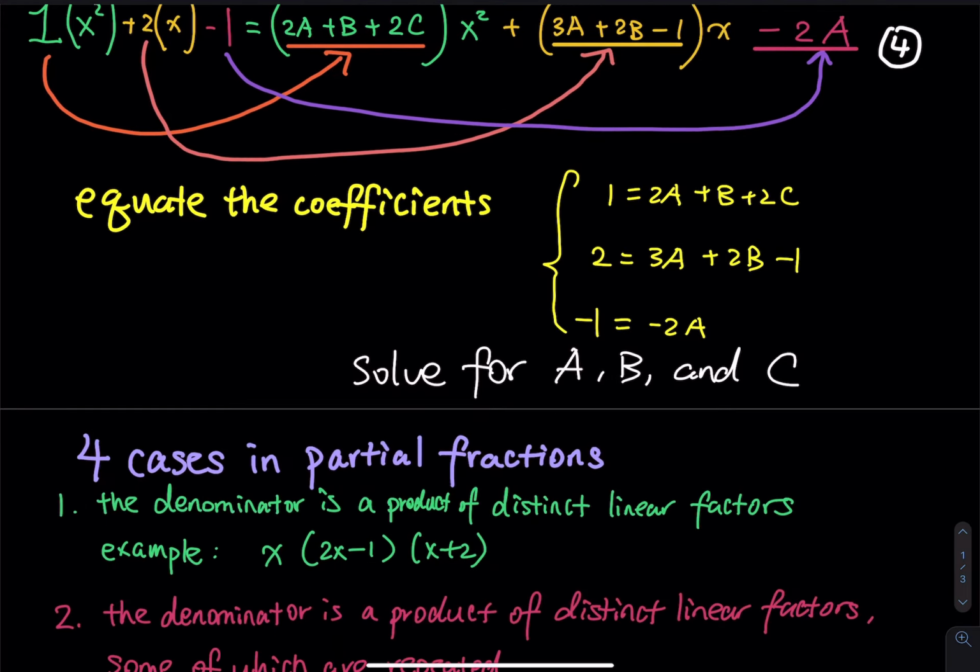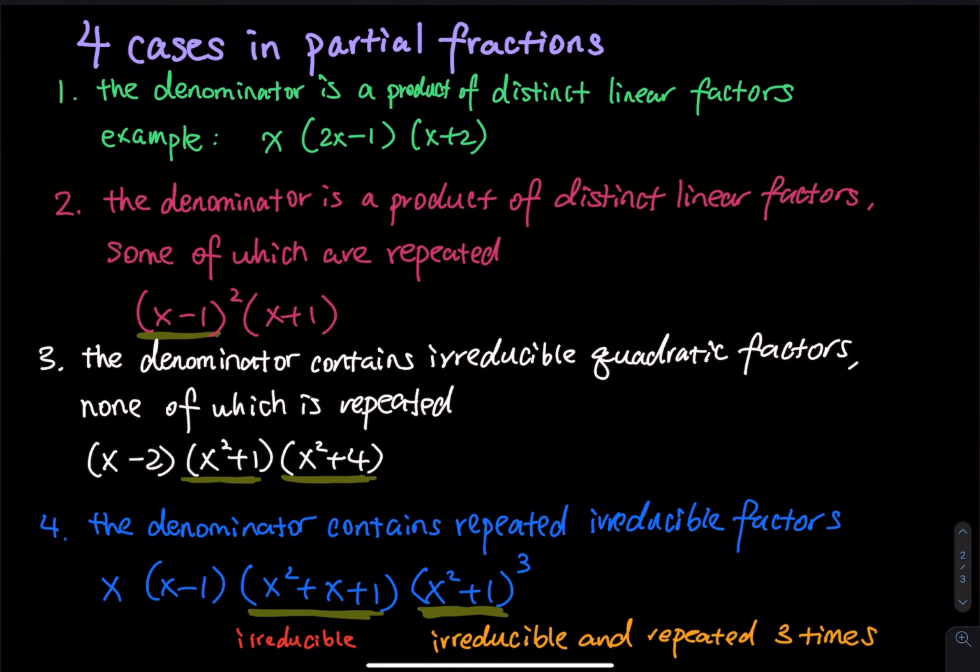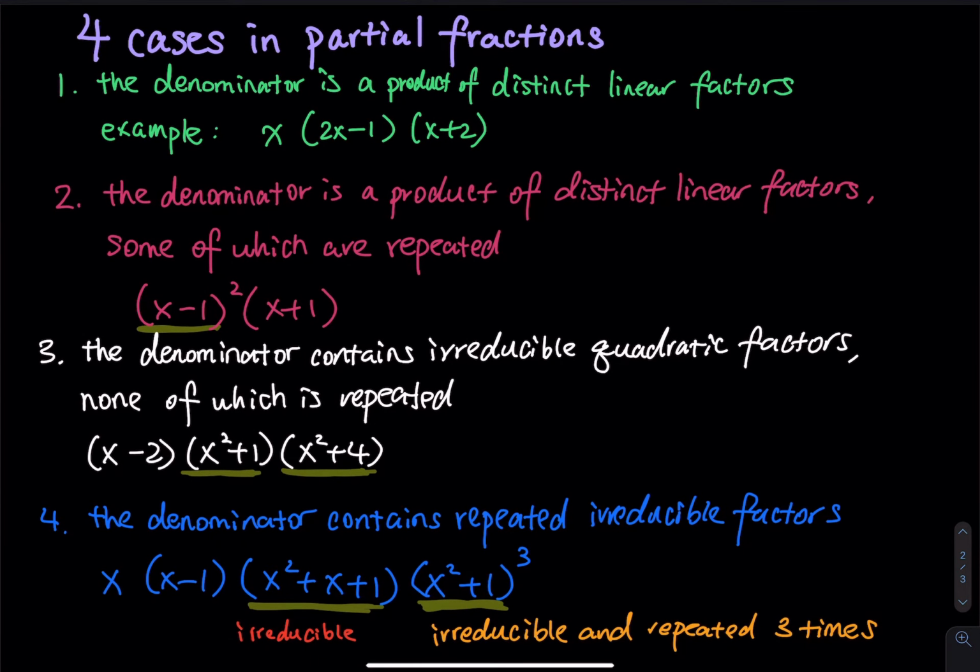When you do integration by partial fractions, there are 4 cases. We rank them from the easiest to the hardest. So in case 1, the denominator is a product of distinct linear factors, which is the case I just showed you. And then in case 2, the denominator is a product of distinct linear factors, but some of which are repeated. So in number 2, which linear factor is repeated? The answer is the first one, x minus 1.